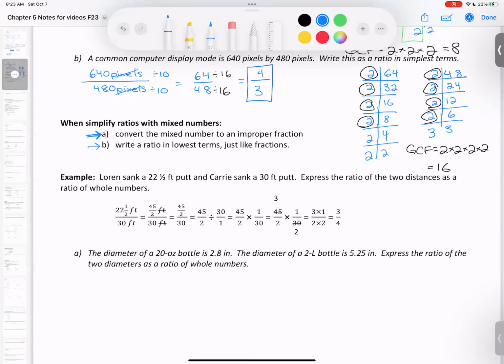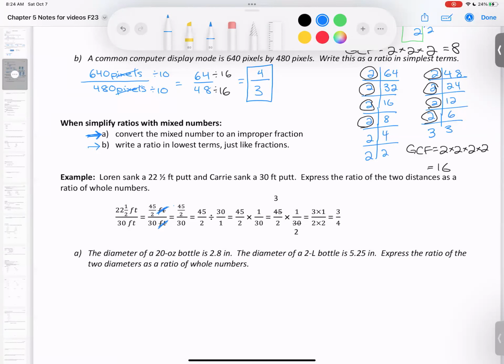So for example, here we have Lauren sank a 22.5-foot putt and Carrie sank a 30-foot putt. We want to know the ratio of the two distances. So we've got 22.5 feet over 30 feet. You'll notice right away those feet are going to cancel out. We're going to convert our mixed number there to an improper fraction. So 22.5 is the same thing as 45 over 2 when you do the boomerang. And so now we've got 45 over 2 over 30.